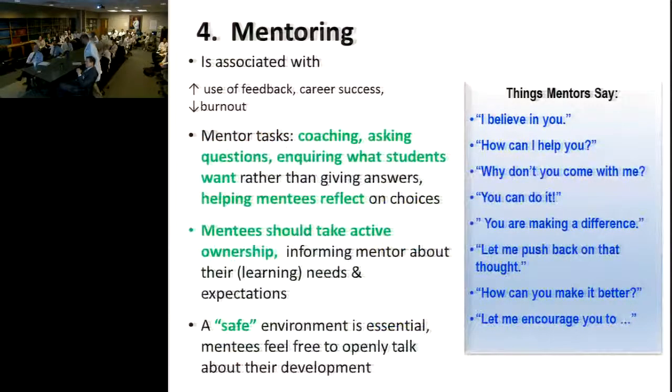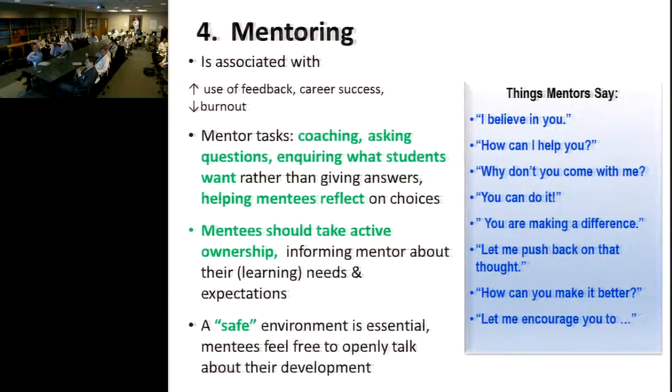All right, so mentoring is another area. We know that mentoring is associated with increased use of feedback. It's associated with career success, higher jobs, better pay, decreased burnout. So the task of a mentor is really one of coaching, asking questions, inquiring what students want, as opposed to just giving them answers and telling them what to do. Mentees also have an important role in the mentor relationship. You really have to own it.